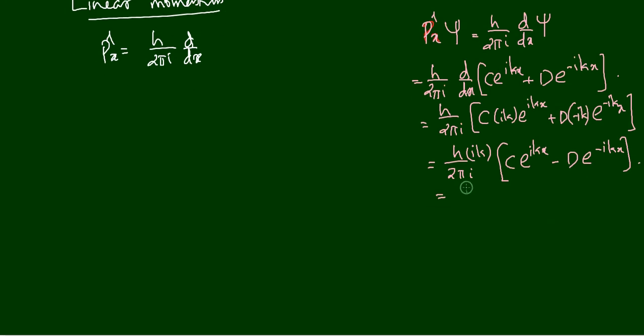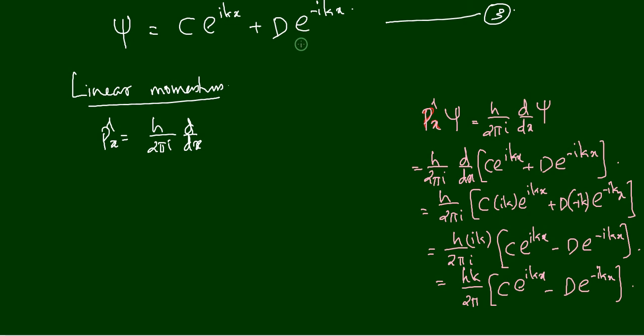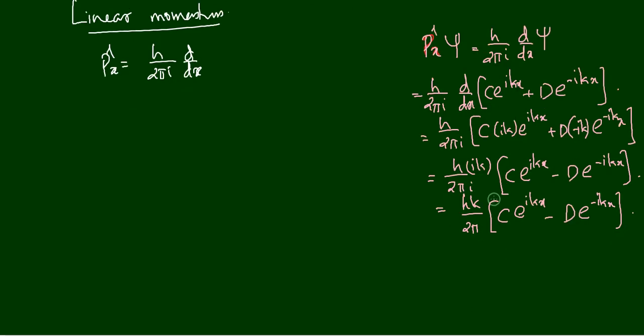So what remains is hk divided by 2 pi into (c e raised to ikx minus d e raised to minus ikx). Now, what is c e raised to ikx minus d e raised to minus ikx? That is not equal to psi. Psi is c e raised to ikx plus d e raised to minus ikx. So we cannot substitute psi here.